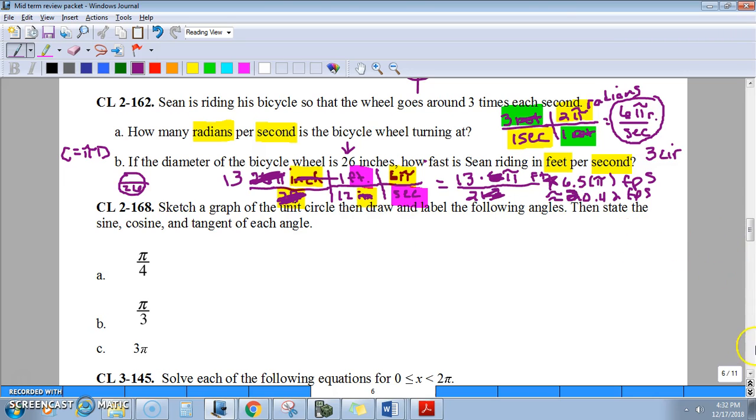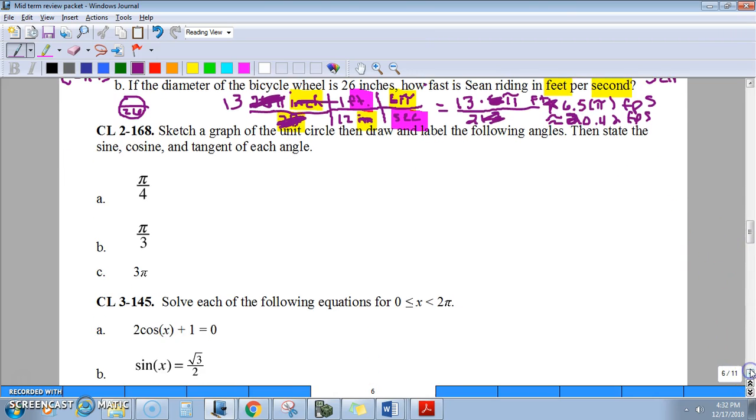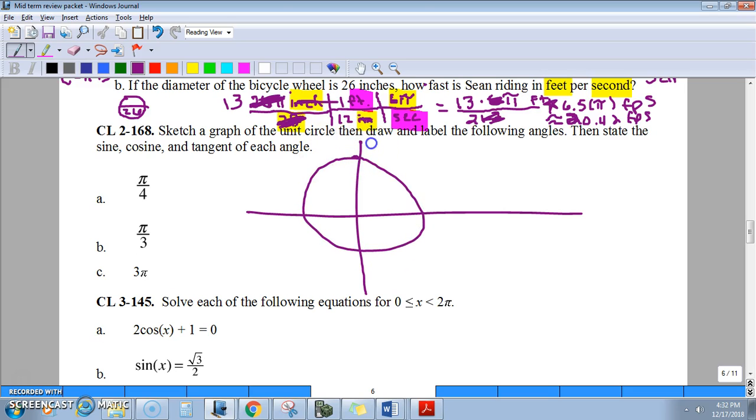All right, sketch a graph of the unit circle, and you guys can use your unit circle, so how hard can this one be? And label the following angles and state the sine, cosine, and tangent of each angle. Okay, so here's my unit circle. So let's draw my circle. I know this is half a pi, so pi divided by 2. This is a full pi. This is a pi and a half, which we call 3 pi over 2, because 3 divided by 2 is 1.5. This is 2 pi.